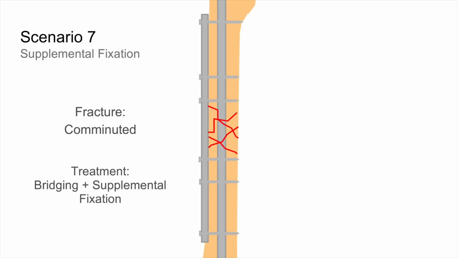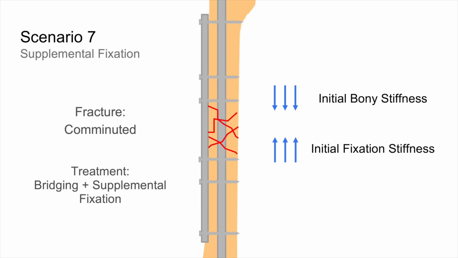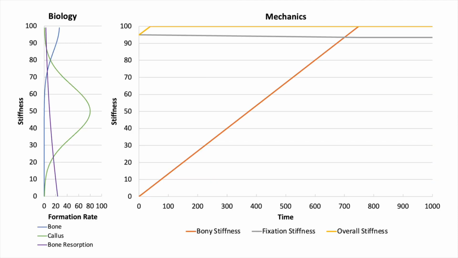For this scenario, the treatment again is a bridging construct, but this time the fixation is very stiff with very low stress concentration since the stress is shared between the primary and supplemental fixation. As can be seen here, the bone starts with minimal stiffness but increases steadily until full healing occurs, whereas there is minimal decay of the fixation. This model can also be applied to some more complex scenarios.